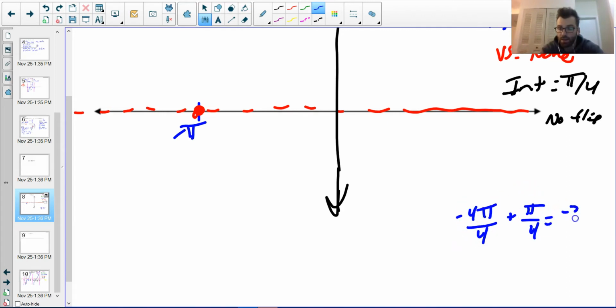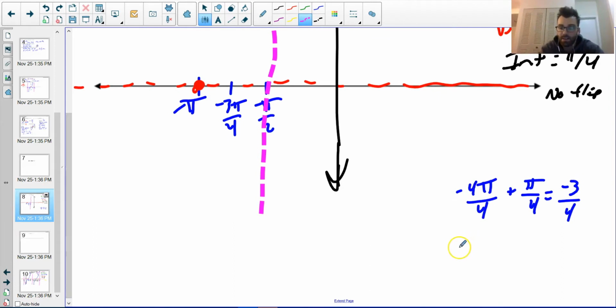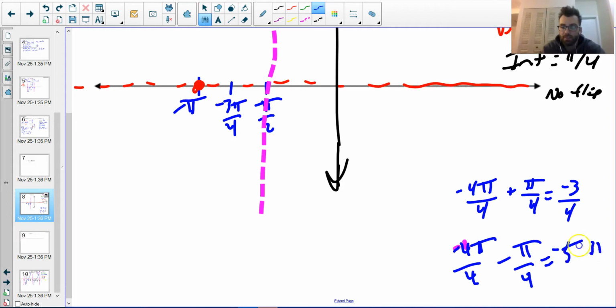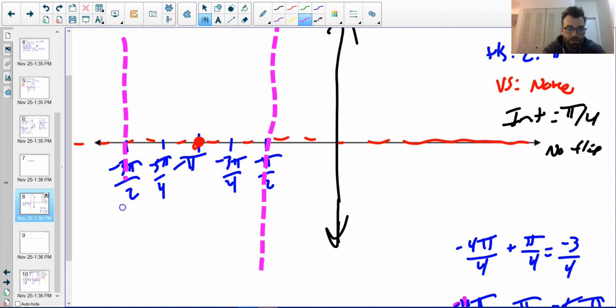So if I add that, I get negative 3 pi over 4. So my next tick mark will be negative 3 pi over 4. Add it again, I get negative 2 pi over 4, which is just pi over 2. 2 units to the right, vertical asymptote. 2 units to the left, I take negative 4 pi over 4 minus pi over 4 to give me negative 5 pi over 4. So I got negative 5 pi over 4, negative 6 pi over 4, which is negative 3 pi over 2. And there's my other vertical asymptote.